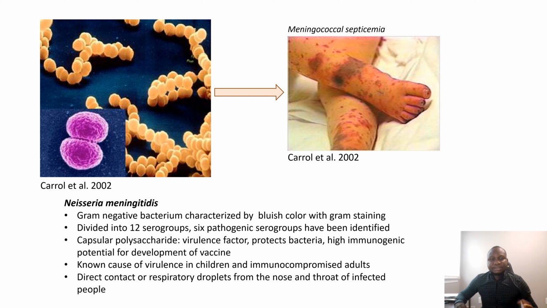Neisseria meningitidis is a gram-negative bacterium that is characterized by a bluish color when it is gram-stained. We have about 12 serogroups, and 6 pathogenic serogroups have been identified. These serogroups are characterized by the capsular polysaccharide, which is a virulence factor. They have a high immunogenic potential for vaccine development, and the capsular polysaccharide protects the bacteria from external attack. It's also a known cause of disease in kids and also immunocompromised adults.